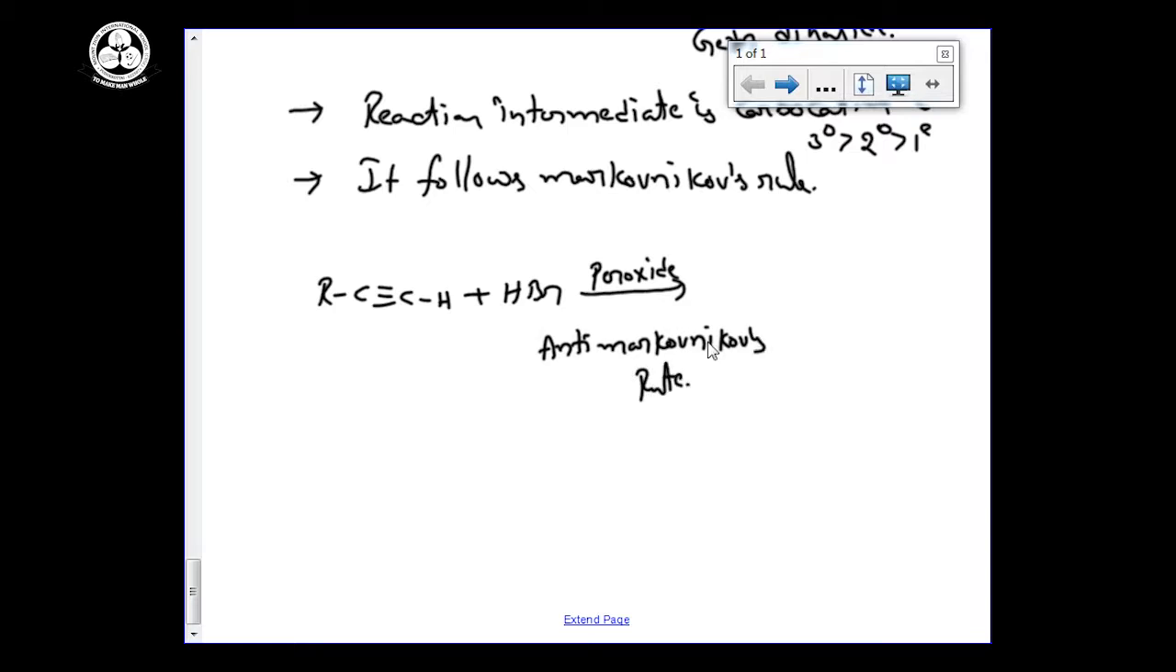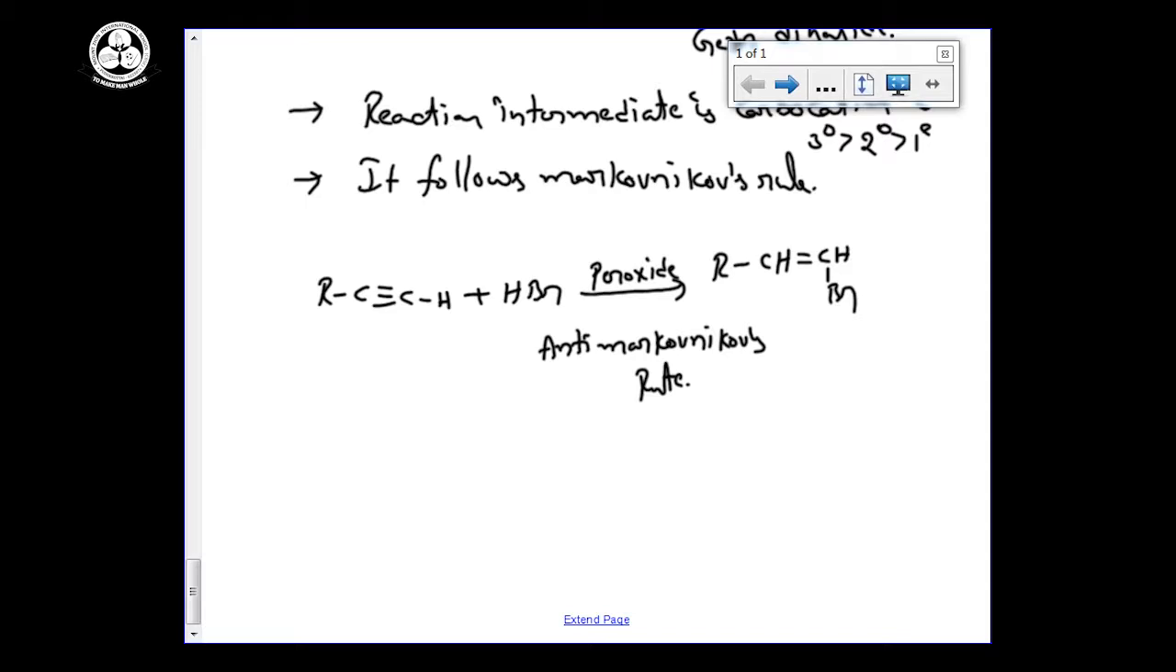Anti-Markovnikov's rule. What is the anti-Markovnikov rule? Hydrogen will be attached to the double bonded carbon atom having less number of hydrogens. Then we can get the answer like this. As usual, as we were seeing in the previous mechanisms, the same mechanism we are following. That is the Markovnikov rule and anti-Markovnikov rule. In addition reactions, especially for HBr, we are following the anti-Markovnikov rule. For the remaining HCl and HI, we are following only the Markovnikov rule.